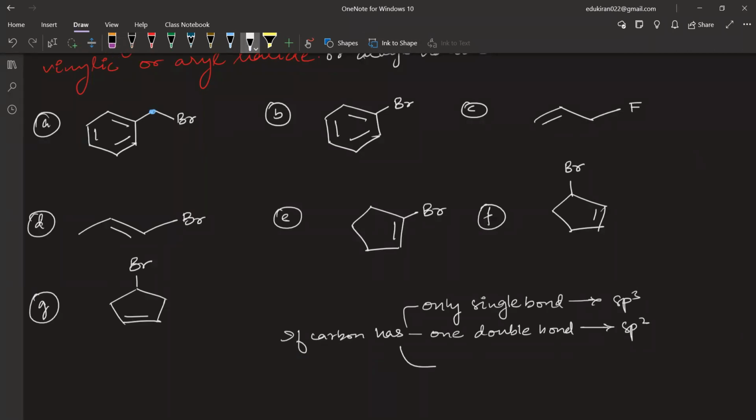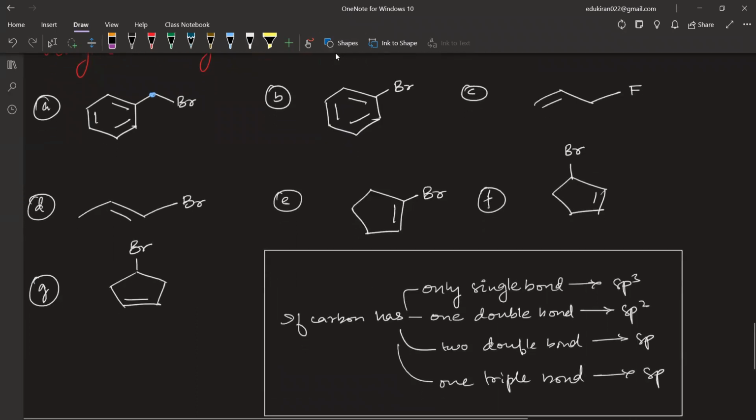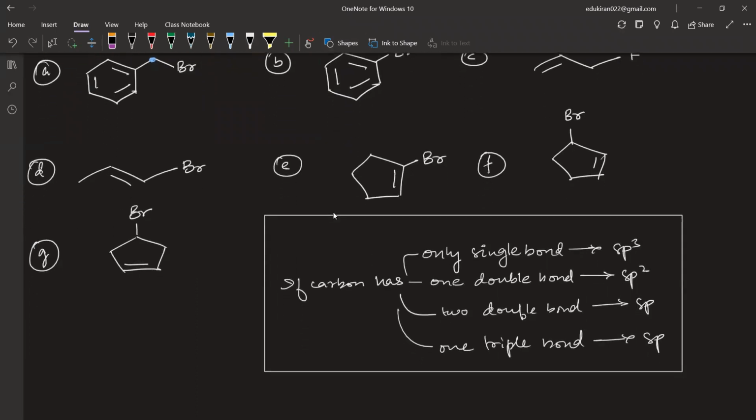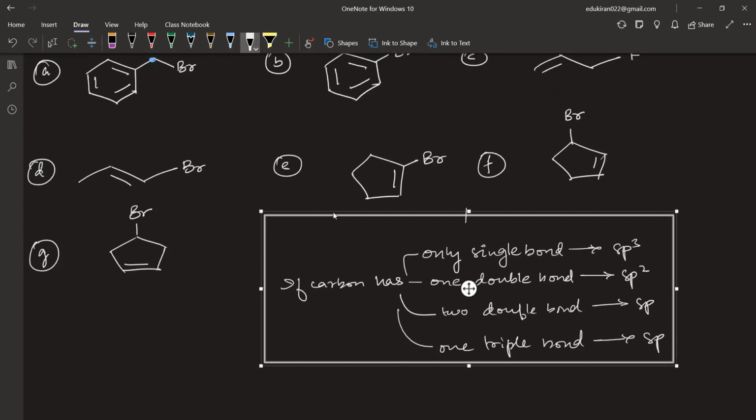One double bond, then it is sp2. If you have two double bonds, then it is sp. If you have one triple bond, then it is also sp. Write this down, all of you. I thought you must be knowing this. You have forgotten. Now you should be able to identify double bonds and triple bonds, right?